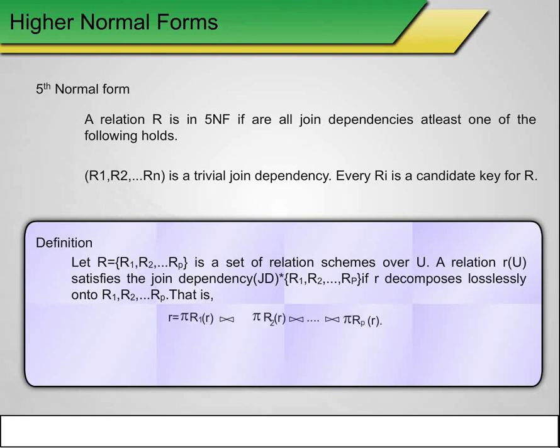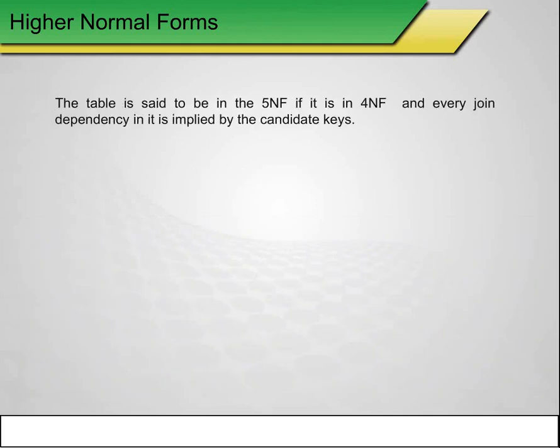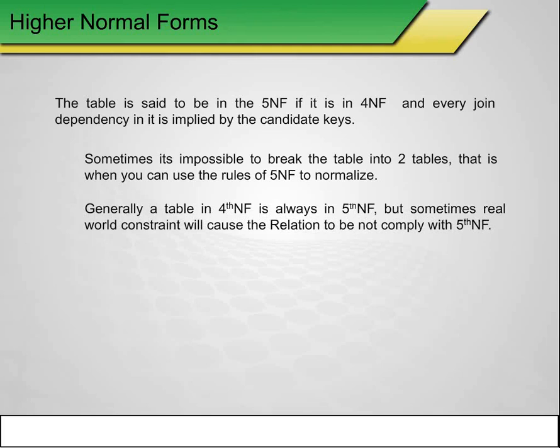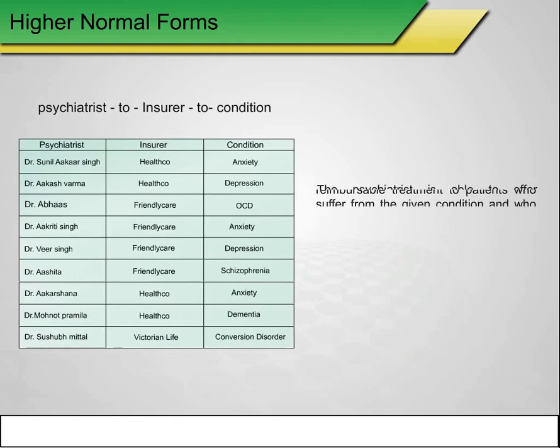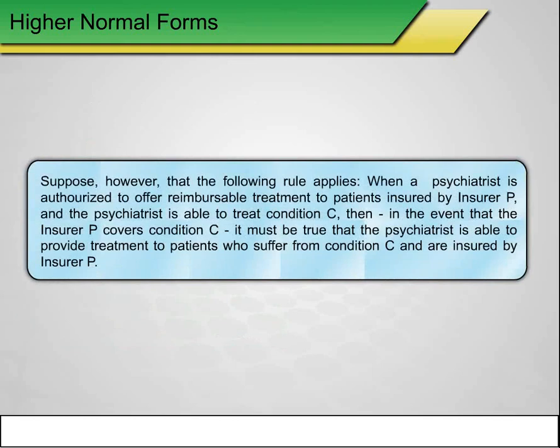Definition: let R equal R1, R2 and so on up to Rp be a set of relation schemes over U. A relation R of U satisfies the join dependency JD into R1, R2 up to Rp if R decomposes losslessly onto R1, R2 up to Rp, that is, R is equal to pi R1 of R join pi R2 of R join and so on up to join pi Rp of R. We also write the join dependency R1, R2 up to Rp as join dependency R. The table is said to be in 5NF if it is in 4NF and every join dependency in it is implied by the candidate keys.